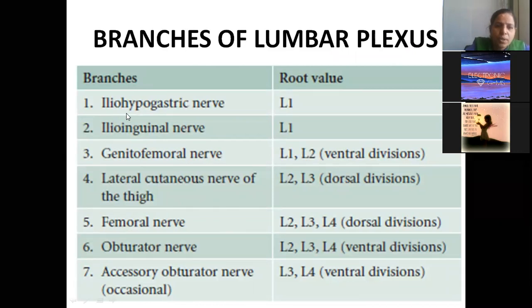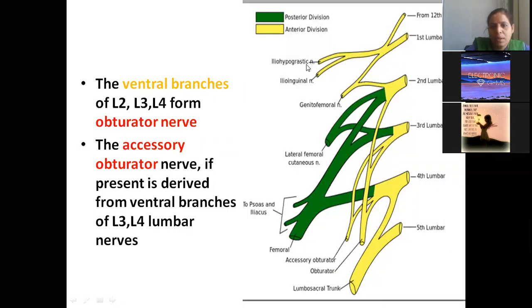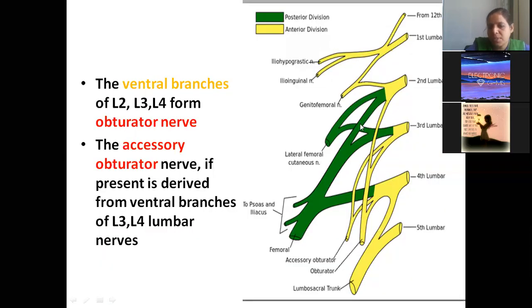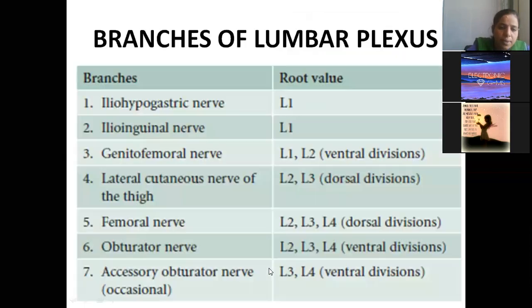Iliohypogastric root value. What is the root value you have seen? L1, isn't it? Ilioinguinal also L1, genitofemoral L1, L2. Now it becomes easy for you. Lateral cutaneous nerve of the thigh, L2, L3. Femoral, L2, L3, L4, posterior or dorsal divisions. Obturator, same L2, L3, L4, but these are ventral divisions. Accessory is L3, L4, ventral divisions. Very nicely we have seen with the help of this picture. So this is what is lumbar plexus.